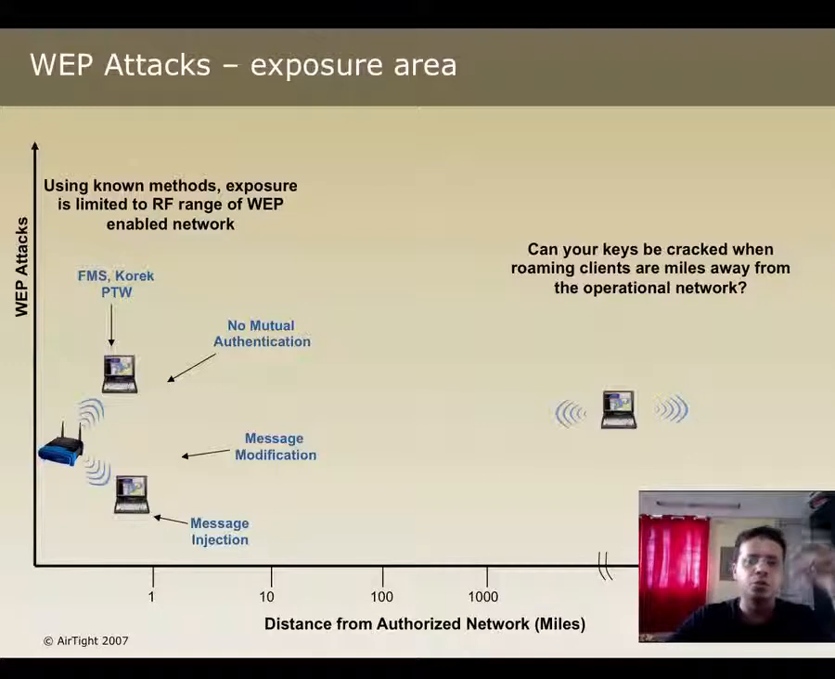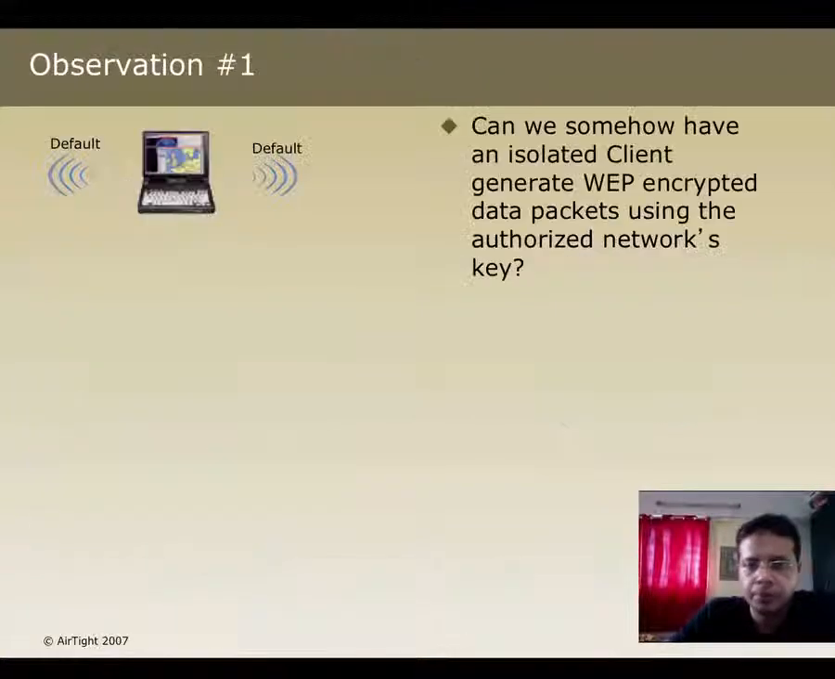And I think this was one of the first client-side attacks, apart from, of course, the whole hotspot attack, which targeted clients which were roaming. So the question really is: is it possible to crack the WEP key of a client which is roaming, which is far, far away from the authorized network, right? Now, how do we go about this problem?